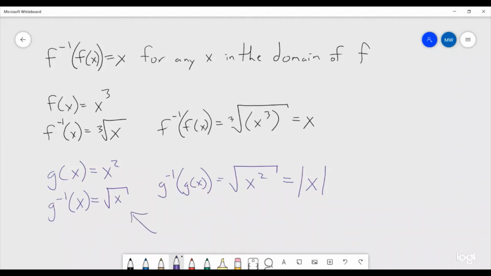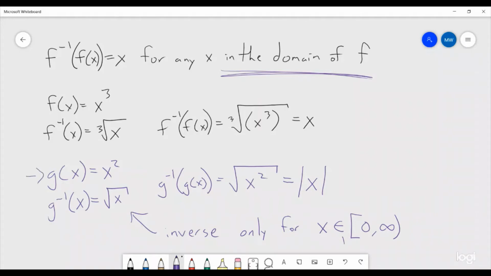This is the inverse only for x that are in the interval 0 to infinity. This is only an inverse for positive or non-negative numbers. So that's one of the things that we have to care about, and this is why the domain of f is an important part. If we restrict the domain of g to just this interval, then yes, we do have an inverse. But if any negative numbers are included as well, then there's not going to be an inverse for that function.